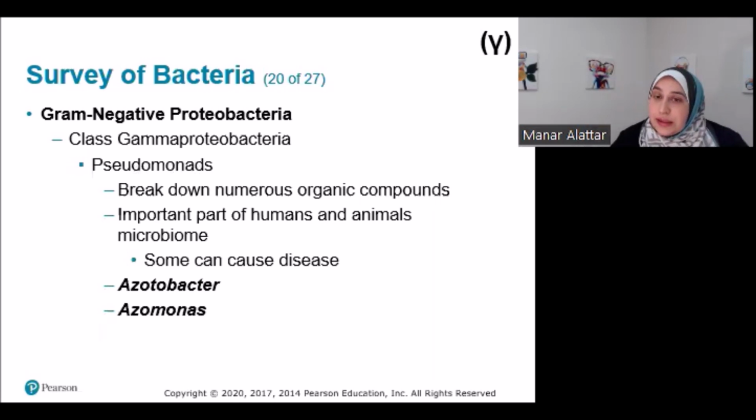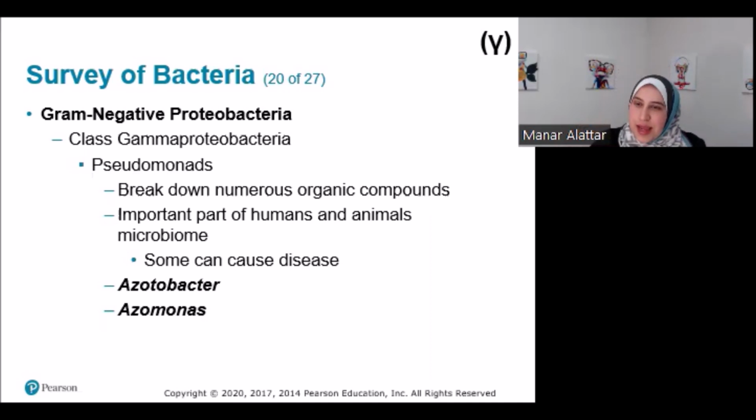We also have pseudomonads. Pseudomonads are able to break down a number of organic compounds within the environment, and some of them are nitrogen fixers as well. These tend to be aerobic, flagellated, either rod-shaped or vibrio, so curved rod-shaped organisms. And the ones that are able to recycle various environmental components are able to recycle some really strange and odd components, like rubber, oil, even plastic and TNT and other hazardous byproducts.